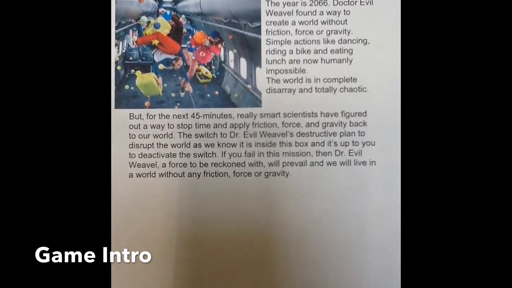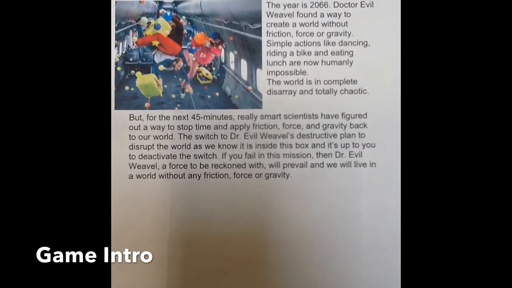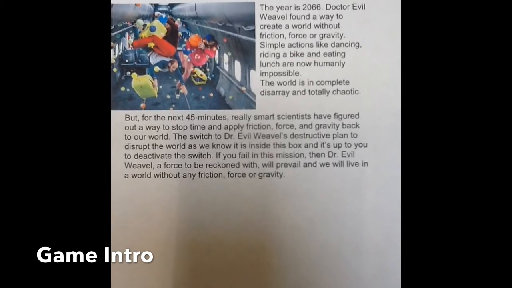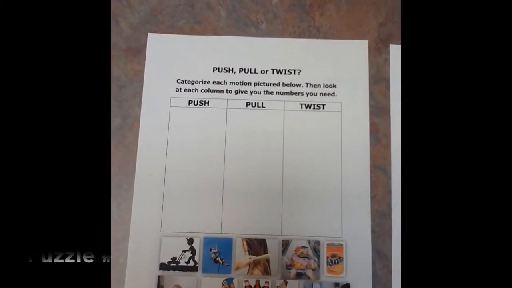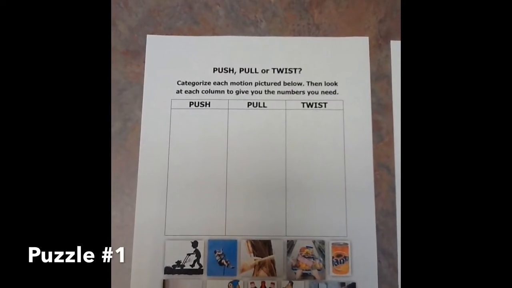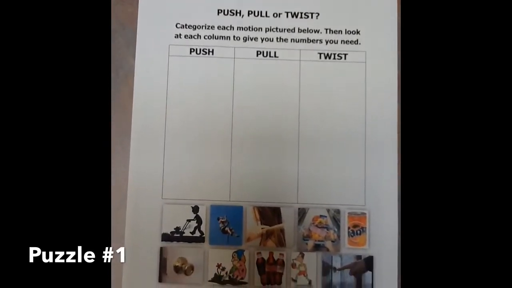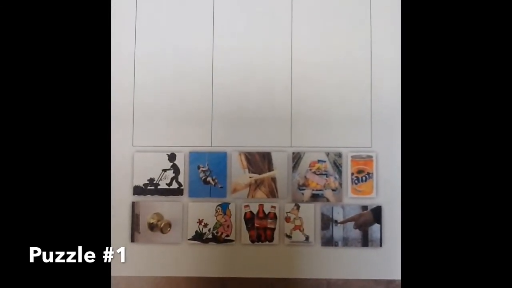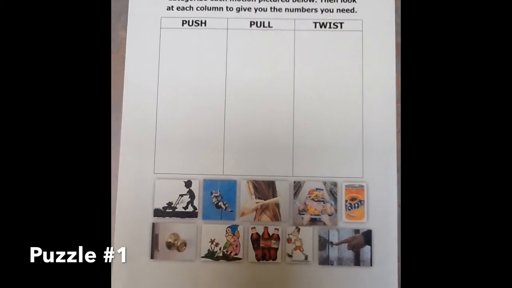This can be displayed under the doc cam or pulled up on to a projector so that students see the story and are given directions on where to start. For puzzle number 1, it is a push, pull, or twist, looking at the direction of the motion. So students will examine these images. You can hide this worksheet or just place it on a student's desk.